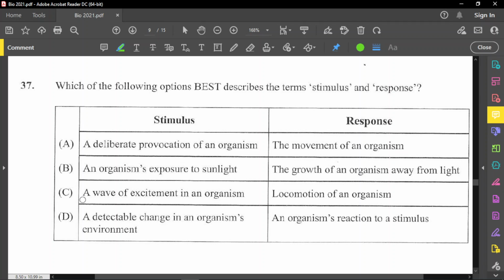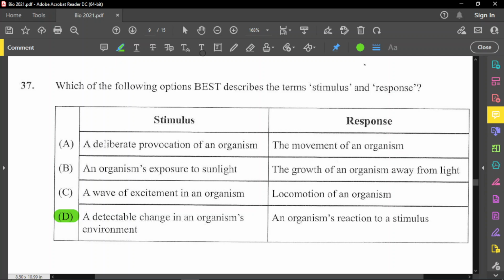All right, so C is a wave of excitement in an organism, a locomotion of the organism. Not necessarily true. Excitement and moving of the organism is not necessarily a stimulus-response type of behavior. But if you look at the last option now, a detectable change in an organism's environment, a change within the environment, and the organism reacts to that stimulus, yes, it is a stimulus. Any change within the environment is described as a stimulus, and hence, if that change is detected, then absolutely it is a stimulus-response type of behavior.